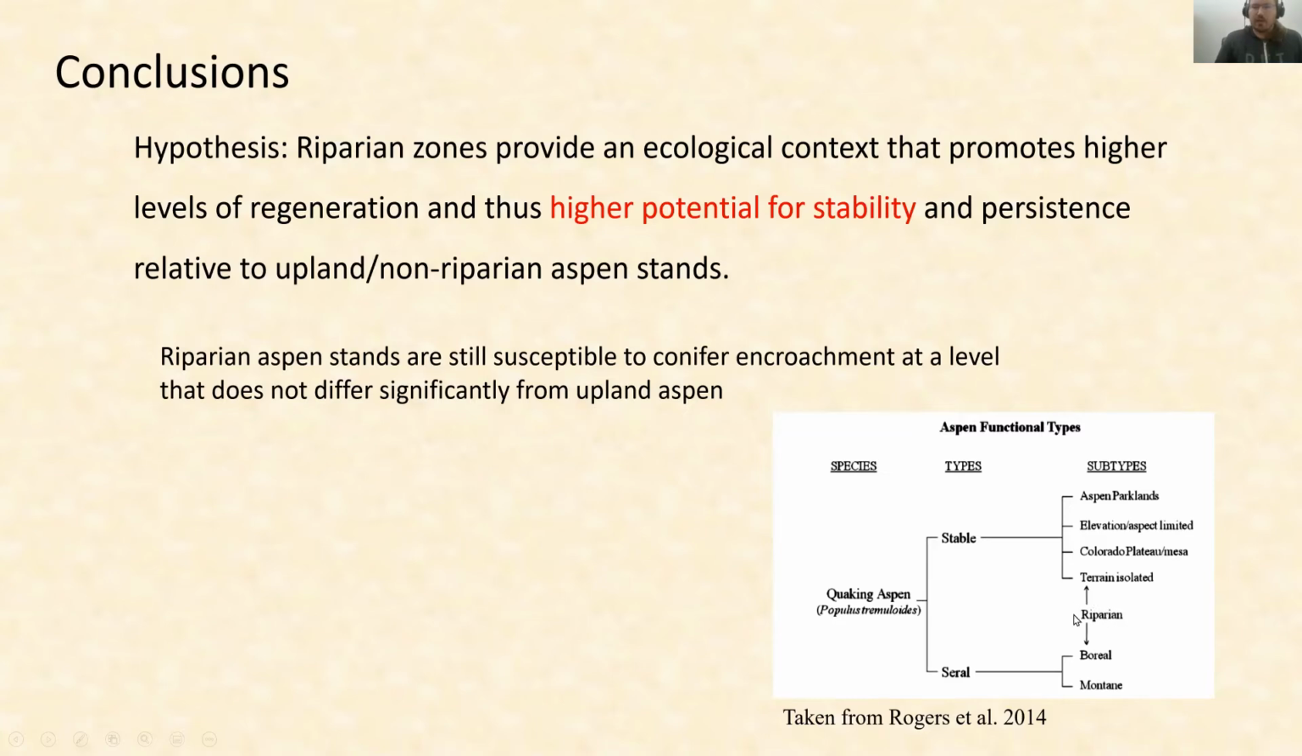They put riparian zones in between stable and seral, saying that they have the potential to go either way. And that's what we found here too, but we really hammered in on the regeneration layer and said that, yeah, it can go either way, but that's really more driven by competition as opposed to a lack of regeneration.